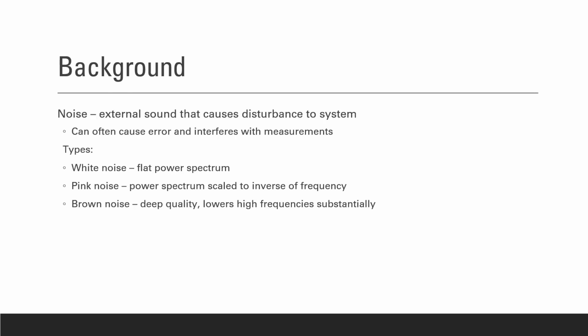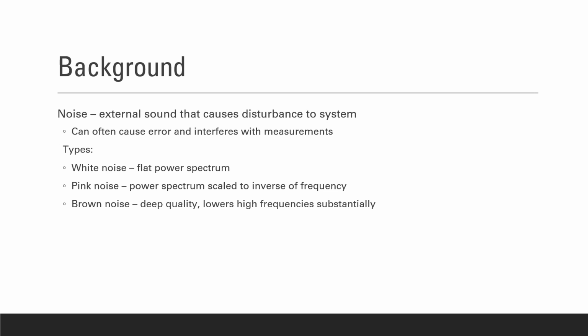So the background for this lab: noise is an external sound that causes disturbance to a system. It can usually cause a significant amount of error and interferes with the measurements that we're trying to take. The types of noise analyzed in this lab are white noise, which has a flat power spectrum, which means that it has the same power at every frequency over a wide range.